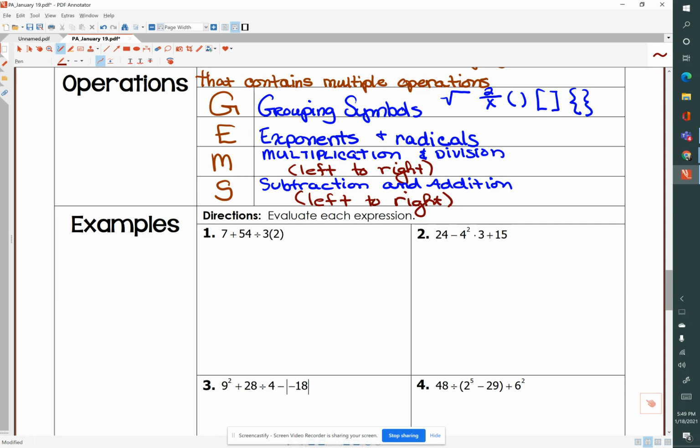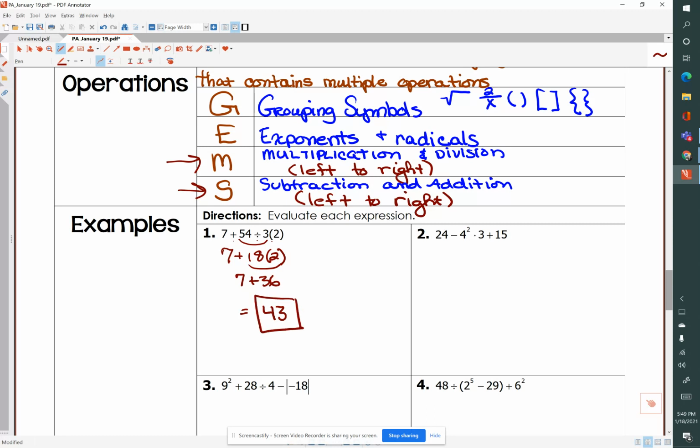Let's look at number 1. We have 7 plus 54 divided by 3 times 2. So if we're working multiplication and division before subtraction and addition, and we're going from left to right, we see addition, we see division, then multiplication. This will have to go first. 54 divided by 3 is 18. So that would be 7 plus 18 times 2. And then we would have to do 18 times 2. So that would be 7 plus 36. And that would equal 43.